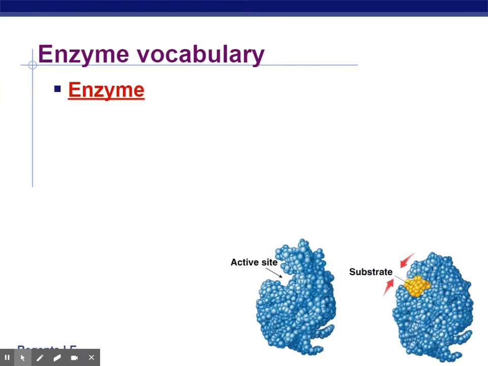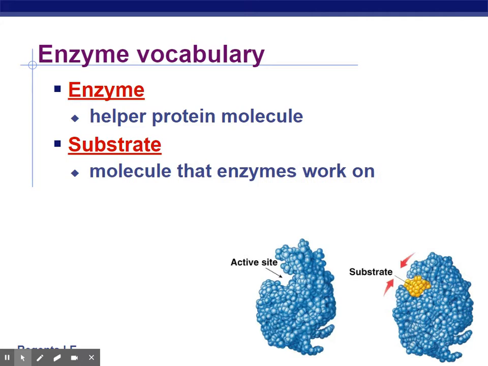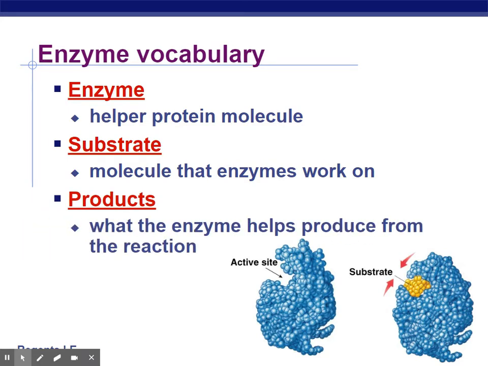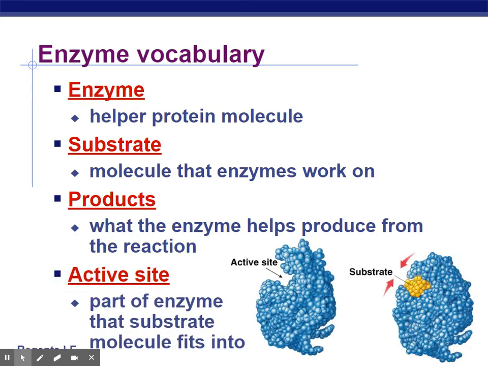Some vocabulary terms that you want to make sure you remember. You could always make flashcards out of these. We have enzymes. Those are helper protein molecules. The substrate is the molecule that the enzyme works on, or you could also write reactant. The products are going to be what the enzyme helps produce from the reaction. And the active site is the part of the enzyme that substrate molecules fit into.